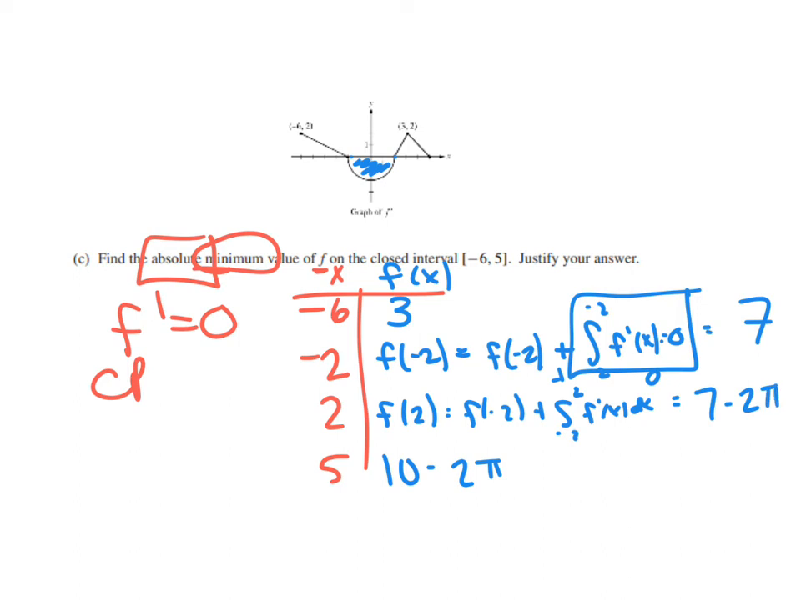So now we have to make sure we actually answer the question. And the question said, what is the minimum value? So I'm looking for the smallest. So let's see, I have 3 and 7, so 7's obviously not the smallest. 10 minus 2 pi, well, pi is 3.14 times 2, so 3 times 2 is 6, so that's 10 minus a little number bigger than 6. And this is 7 minus a number bigger than 6, so I'm going to say 7 minus 2 pi is the minimum value. And make sure you write your answer down.